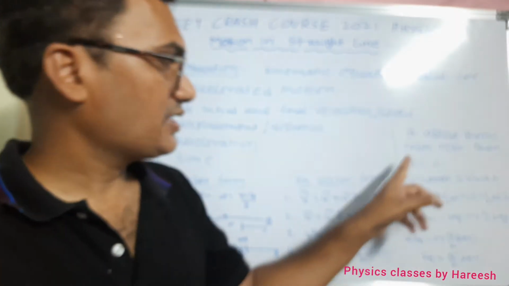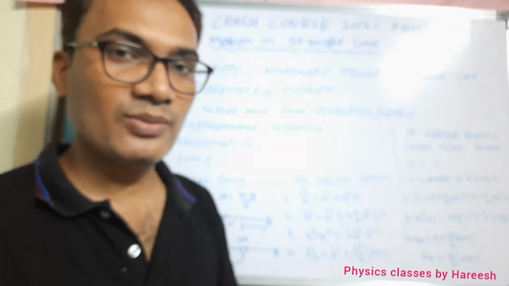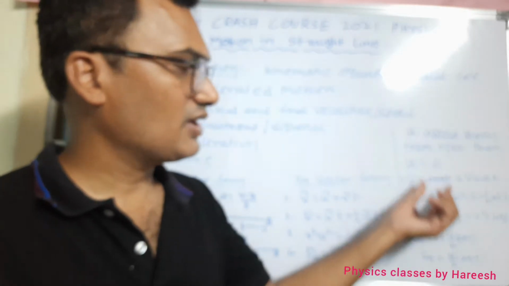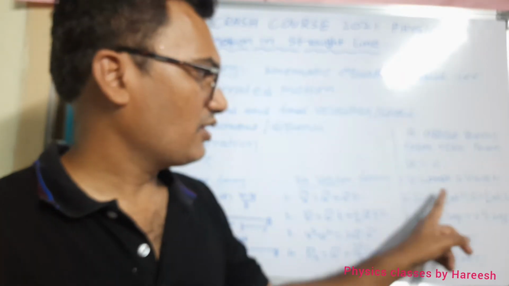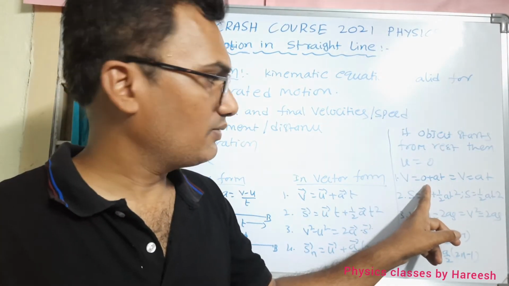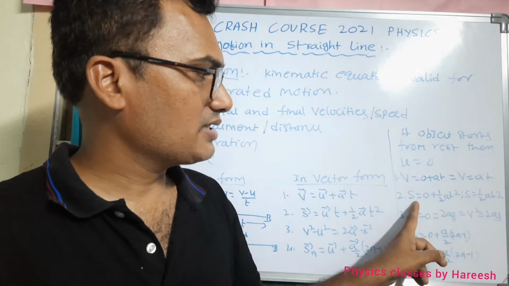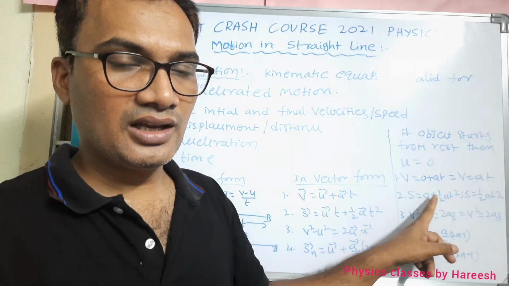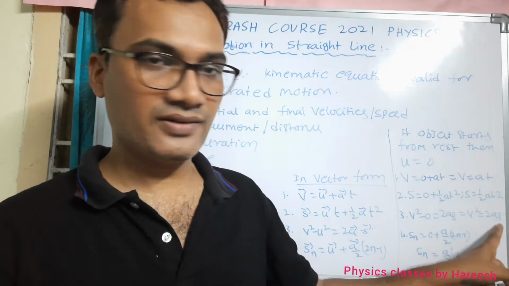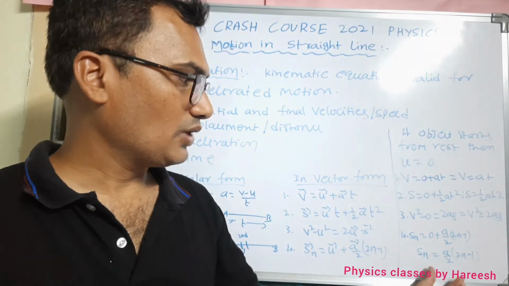Here the special case: if the object starts from rest, its initial velocity is always 0. In all four equations we have to put u = 0. Then the modified equations: first equation is v = u + at. In place of u, if you substitute 0, we get v = at. Second equation, s = ut + ½at². If you put u = 0, then s = ½at². Similarly, the third equation is v² = 2as. The fourth equation is Sn = (a/2)(2n − 1).